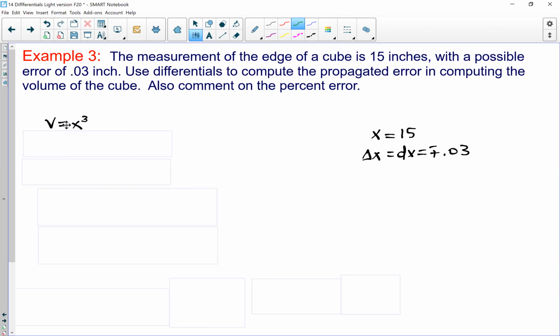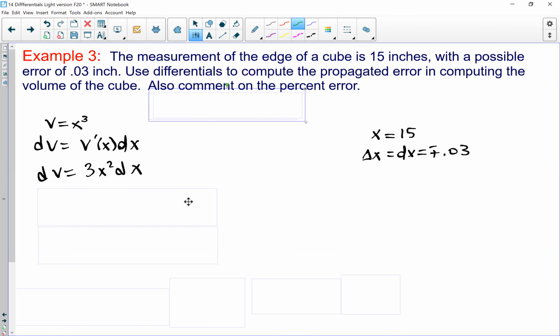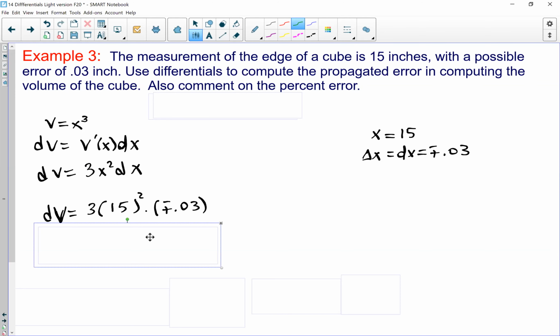So to find dV, how much the volume changes, right? That's what they want to know, the propagated error, how much change in the volume. So then we're going to need to find dV. dV is V prime of x dx, so 3x squared dx. And now we know x is 15, dx is plus or minus 0.03. We're just going to multiply those together to find the change in volume, and just put the plus or minus up front when you get the final answer.